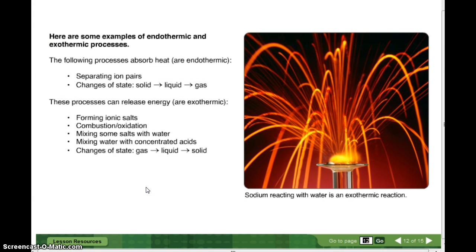Here are some examples of endothermic and exothermic processes. The following processes absorb heat, so they're endothermic: separating ion pairs, changes of state from solid to liquid to gas. These processes can release energy, so they are exothermic: forming ionic salts, combustion, oxidation, mixing some salts with water, mixing water with concentrated acids, and going the opposite way, changing state from gas to liquid to solid. So go ahead, you can write those in your notes.